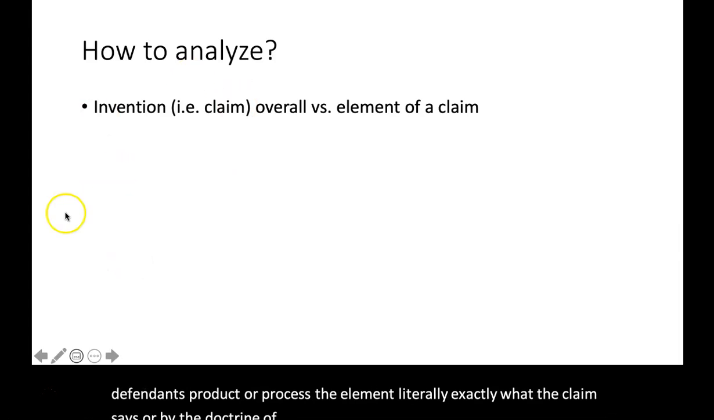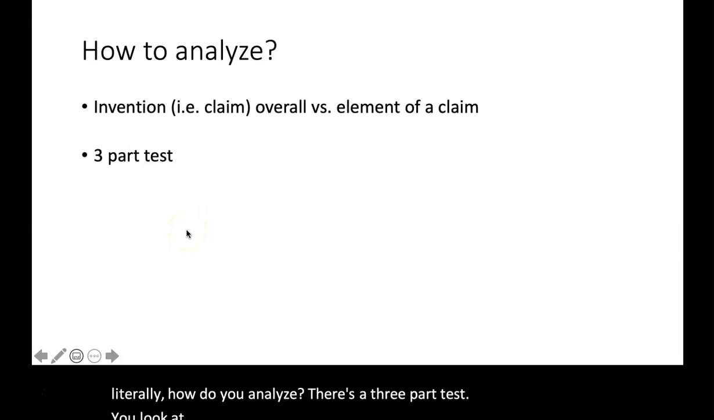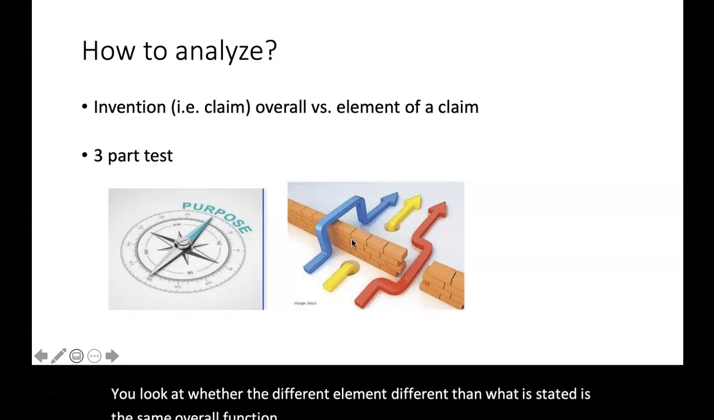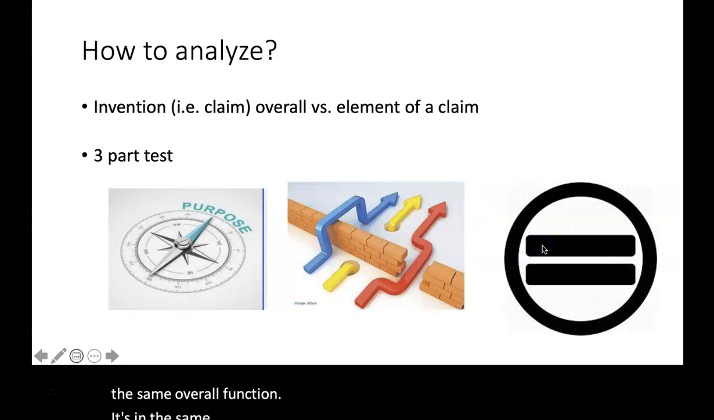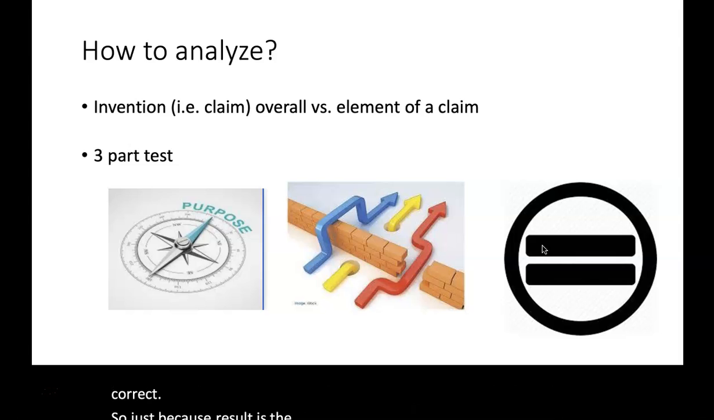So if you don't have the element literally, how do you analyze? Well, there's a 3-part test. You look at whether the different element, different than what is stated, has the same overall function, in the same way, and gets you the same result. You need all 3 things to be true for it to be equivalent. If that seems hard, that is absolutely correct. So just because the result is the same, if the function or the way is different, it is not equivalent.